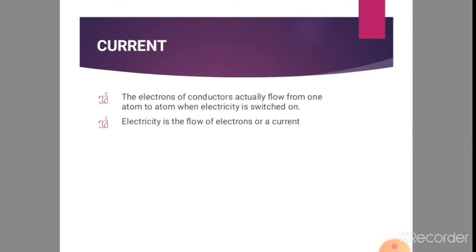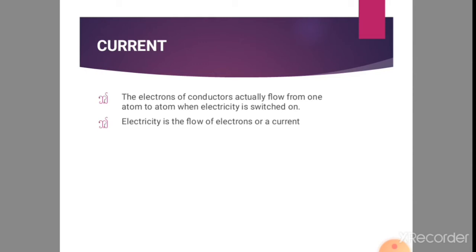In an atom there are two types of electric charge. Electrons have a negative charge and protons have a positive charge. Electrons do not stay attached to atoms all the time. The electrons of the copper atom in a copper wire actually flow from atom to atom. When electricity is switched on, electricity is a flow of electrons, a current.